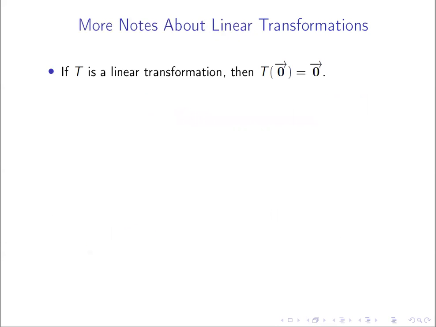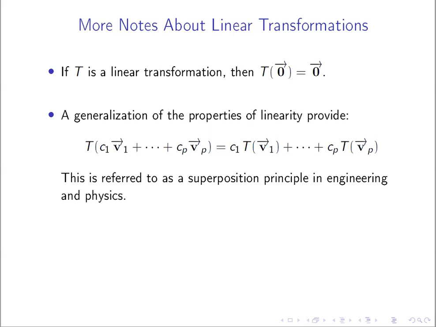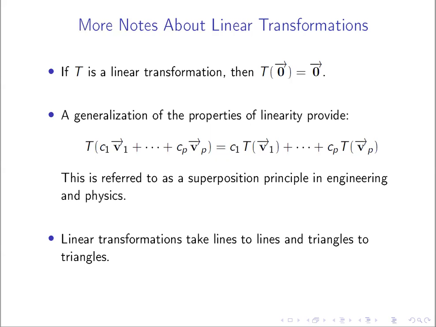Now, also, I will note that a linear transformation will always take the 0 vector to the 0 vector. By the way, that does not mean it's the only one that takes the 0 vector to the 0 vector. Again, there's a specific term for that. Now, the generalization is that with linearity, we actually can do this not just for 2 vectors, but for any set of vectors. And this is an idea that goes into what's called superposition from engineering and physics and so forth. So the general idea is it will take lines to lines and triangles to triangles.